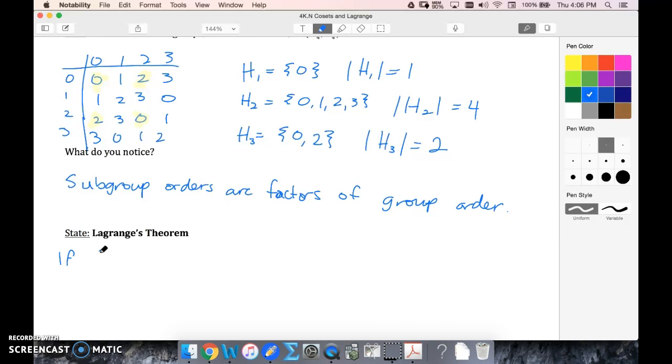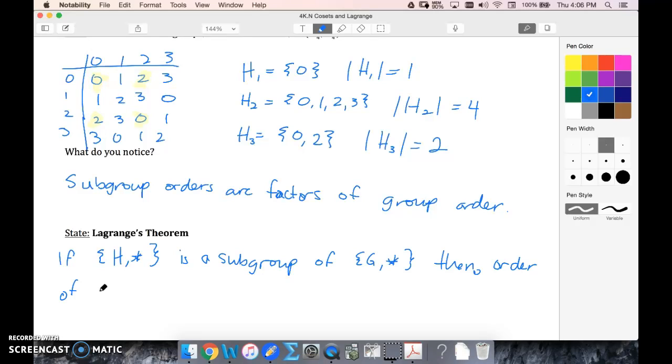If we've got a subgroup H, with some operation star, of G star, the same operation because it's a subgroup, then the order of H is a divisor or a factor, however you want to say it, of the order of G. So there's Lagrange's theorem. You don't need to know the proof of Lagrange's theorem.